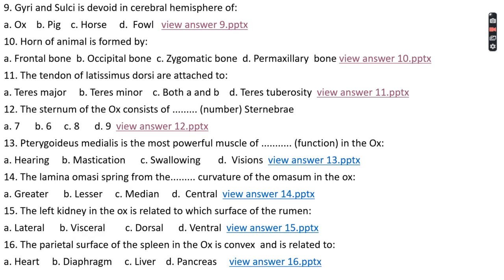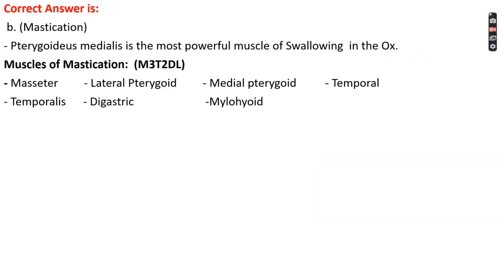Question number 13. Pterygoideus medialis is the most powerful muscle of what in the ox? Option A, hearing; option B, mastication; option C, swallowing; option D, vision. The right answer is option B, that is mastication. Pterygoideus medialis is the most powerful muscle of mastication in the ox.